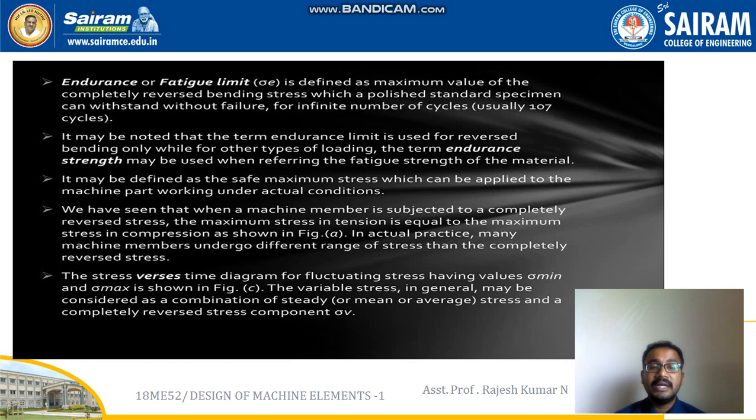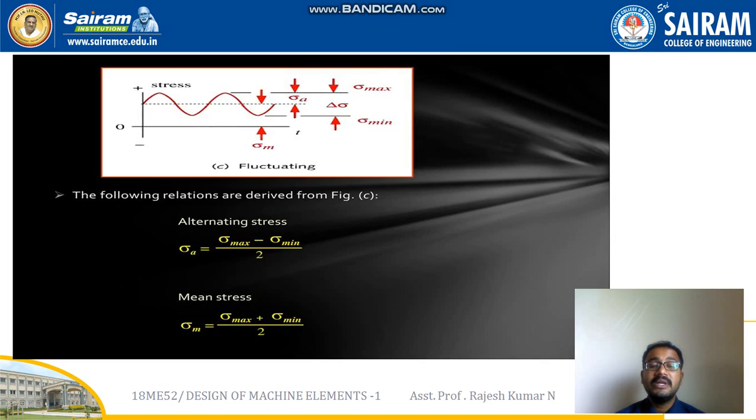conditions. We have seen that when a machine member is subjected to a completely reversed stress, the maximum stress in tension is equal to the maximum stress in compression. And this was shown in sketch 1. In actual practice, many machine members undergo a different range of stress than the completely reversed stress. The stress versus time diagram for fluctuating stresses having values from the minimum stress to the maximum stress is shown in the third sketch. The variable stress in general may be considered as a combination of a steady, or mean, or average stress and a completely reversed stress component sigma v.